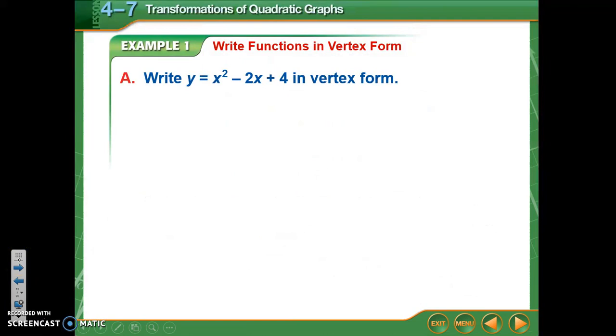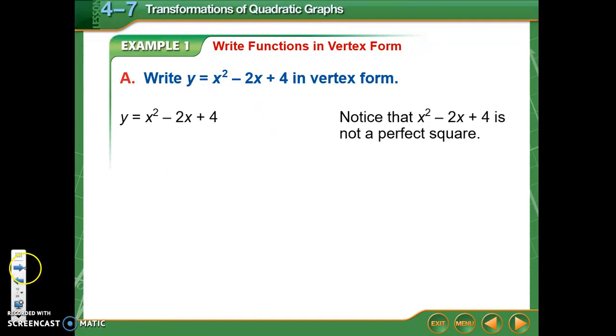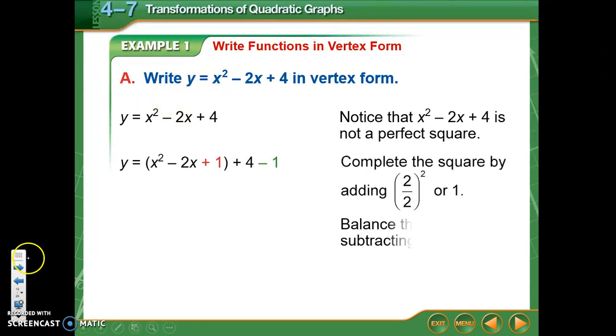So let's look at this example here. I have y equals x squared minus 2x plus 4. We want to write that in vertex form. So this is not a perfect square. If it was a perfect square, I could just write it as something like that, like factoring it like we did before. But since it's not a perfect square trinomial, we're going to complete the square, okay?